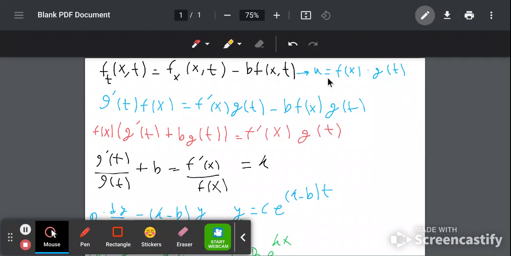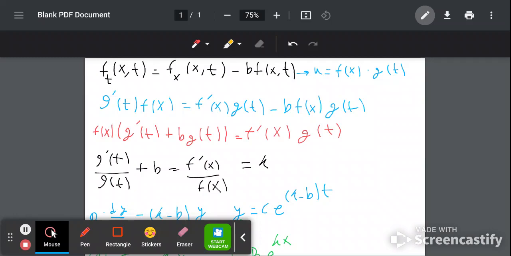So we take the partial derivative of f of x, which becomes f prime of x times g of t, which acts as a constant and doesn't change, and then we get minus b times the function f of x times g of t. Now, to neaten things up, I'm going to bring the b f of x g of t to the left-hand side by adding, and I'm going to factor out an f of x. If I do, we get f of x times g prime of t plus b times g of t, and this is equal to f prime of x times g of t.